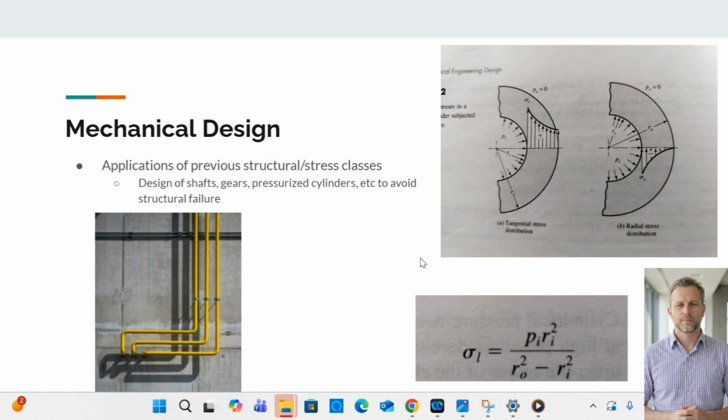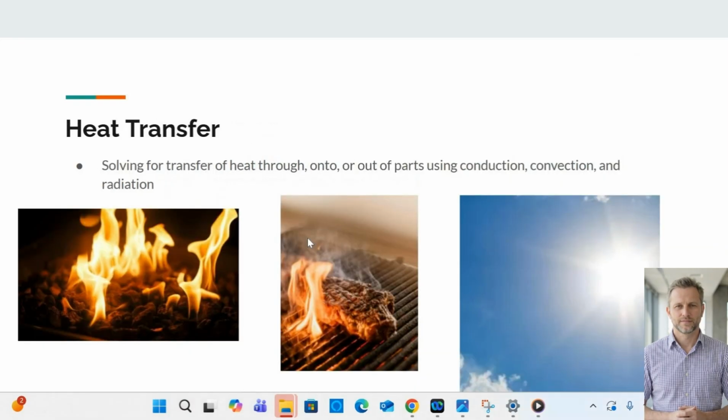And then you go over a mechanical design course where you're applying all this mechanics stuff to random things like designs of gears or shafts, or the image I have here is pressurized vessels or pressurized pipes. This is an equation for pipe stress, given the internal pressure of the fluid inside the pipe and the inner radius and outer radius of the pipe.